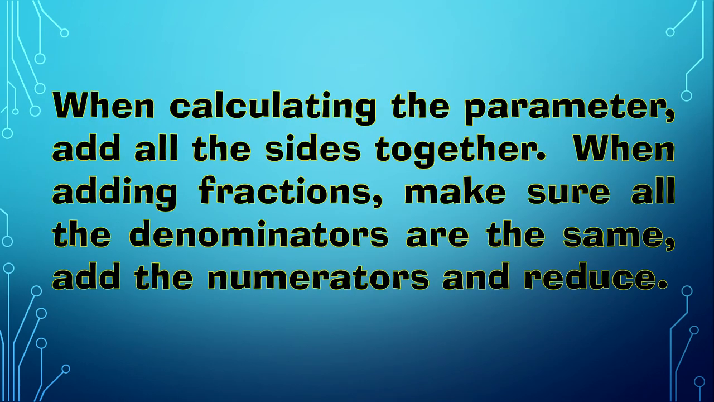All right. So when we're calculating the perimeter, we just add all the sides together. Make sure our fractions have the same denominator. We add the numerators and then reduce and change to a mixed number. We can change it to a mixed number and reduce, either way.